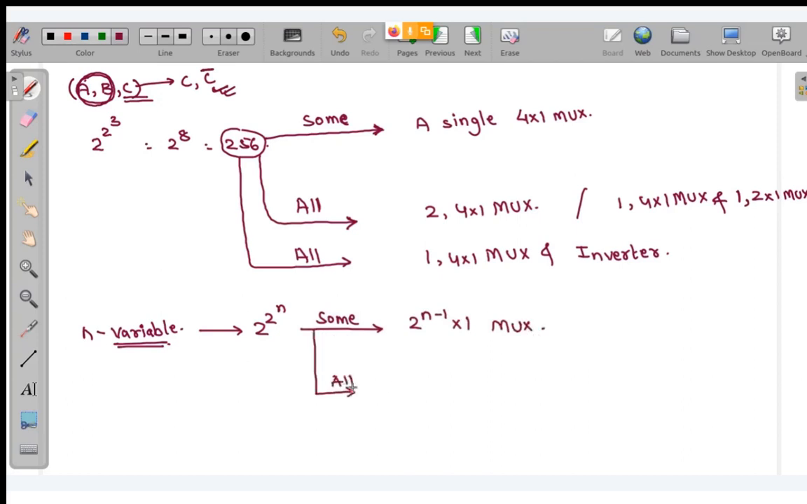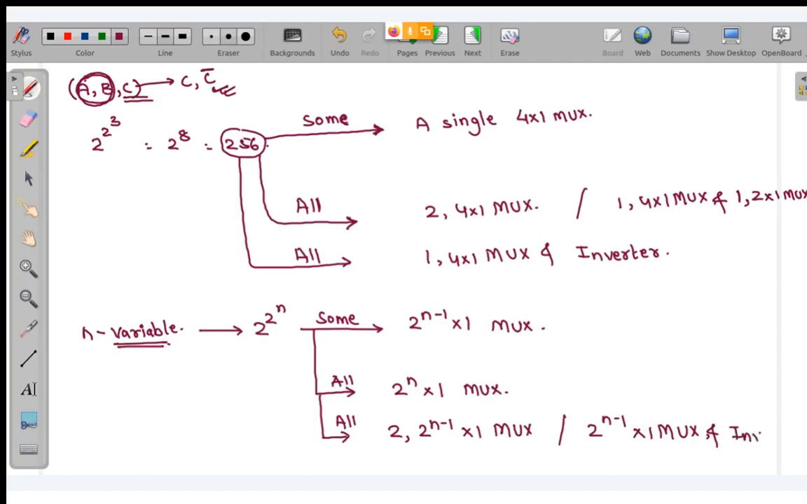All of them using 2 to the power n cross 1 mux, or all of them using 2 to the power n minus 1 mux, or 1 2 to the power n minus 1 mux and an inverter. Okay. So this is very important, very, very important. Tell me if you have understood this or not, everyone. Yes or no?